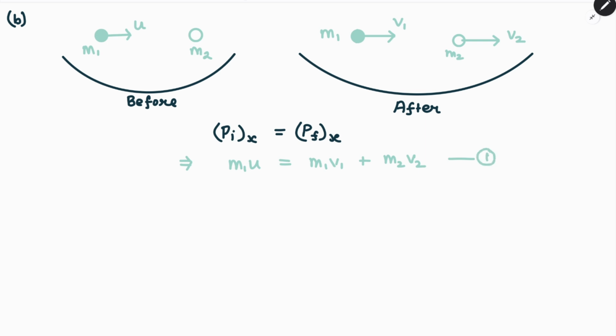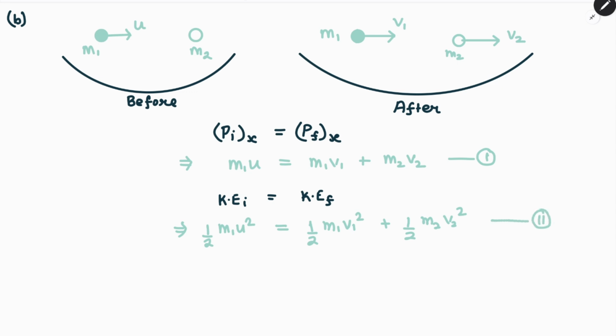And in the second part, we can apply kinetic energy conservation. So kinetic energy initial equals kinetic energy final. So over here we can say half m1 u square equals half m1 v1 square plus half m2 v2 square, and this will serve as the second equation of the problem.